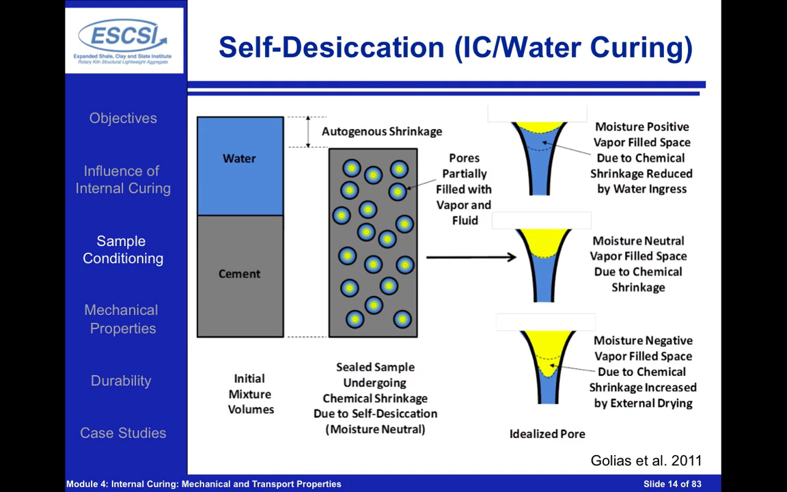So when we look at these different cases of how the samples are cured, we need to remember that we're changing the pressure inside of the fluid, we're changing the internal relative humidity of our concrete, and we're changing the moisture content inside of our system. The top would be a case where we're adding additional water to the system through water curing or something like that. The middle case would represent where we've sealed the concrete, or we're using a curing compound, where we remain moisture neutral, but vapor-filled space opens because of chemical shrinkage. And on the bottom, we have chemical shrinkage being coupled with some sort of external drying, which is opening up additional empty space inside of the system.